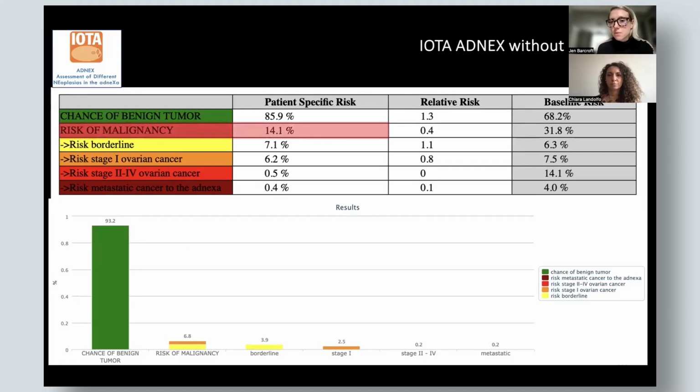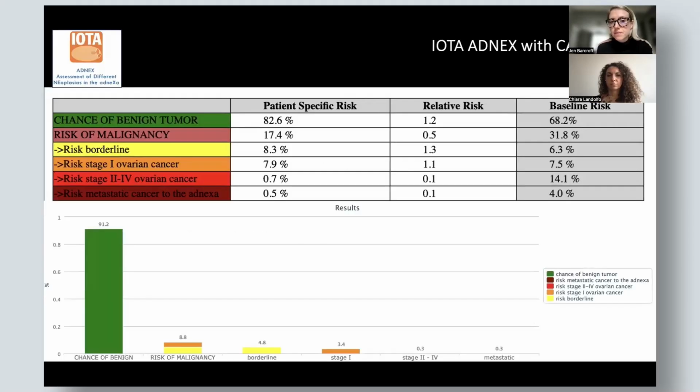So without CA125, it gives us a risk of malignancy of 14.1%. Now, what happens if we add in the CA125 level, which was 119? It gives us a risk of malignancy of 17.4%, so slightly increases it. Now, looking at what the underlying likely diagnosis is, the highest relative risk is of the likelihood that it's a borderline tumor.